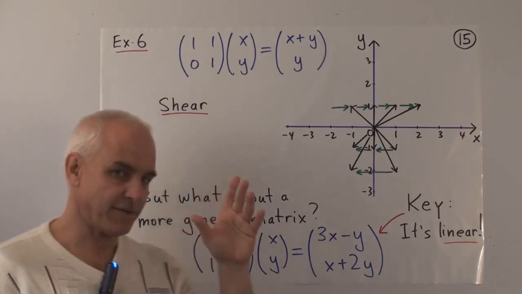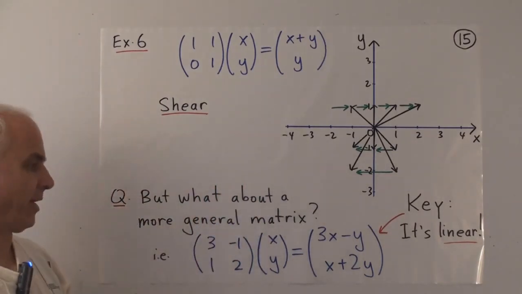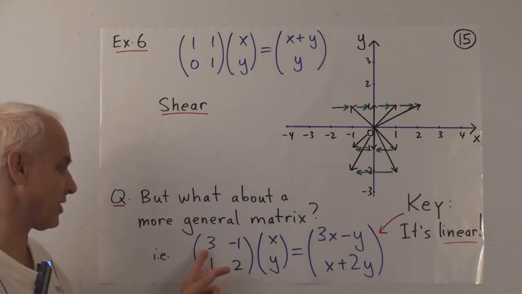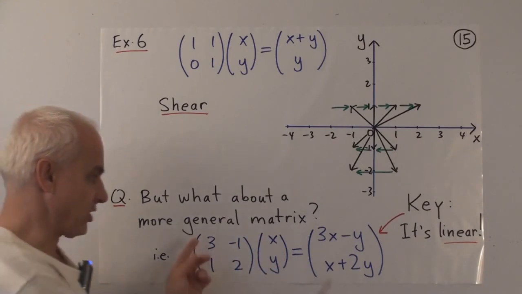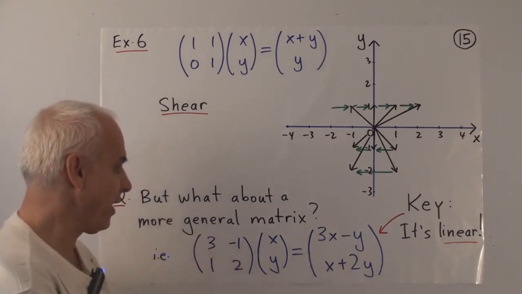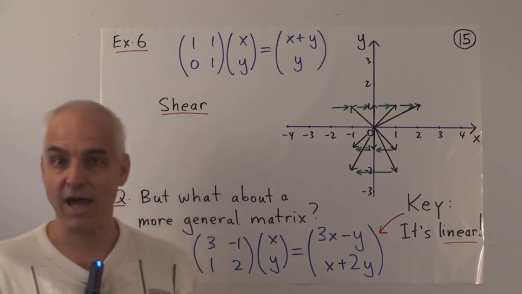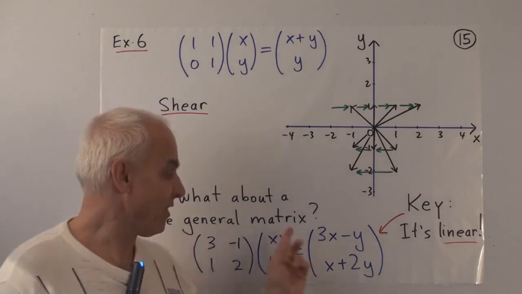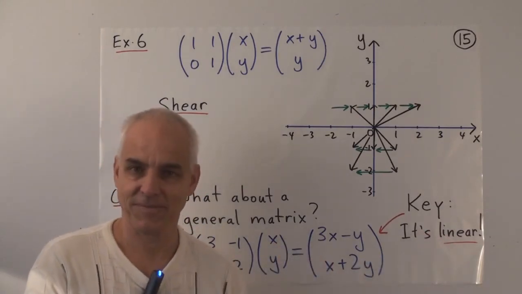It's suggesting that it's going to be a little bit perhaps tricky to visualize an arbitrary or more general transformation. So for example, suppose we have the matrix 3, minus 1, 1, 2, which sends the vector (x, y) to the combination (3x minus y, x plus 2y). How are we going to visualize that? Well, the key idea is this transformation is a linear transformation.